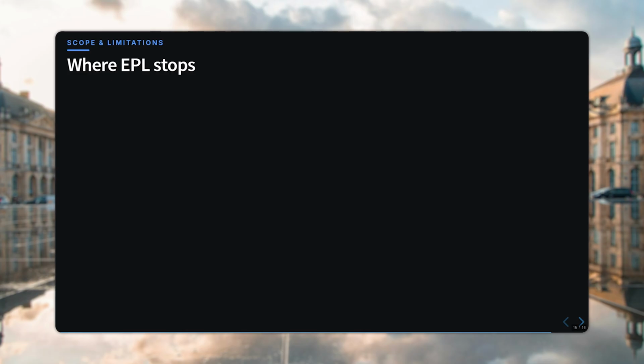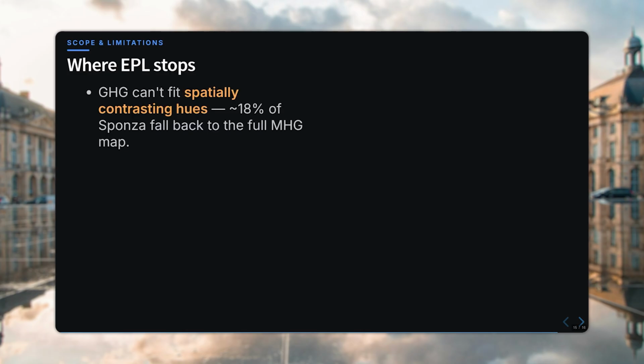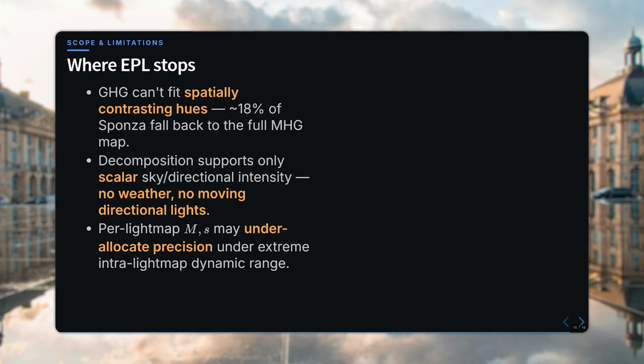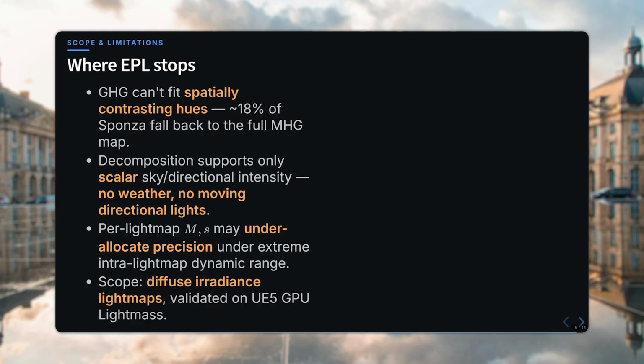Now let me be candid about the limitations. So the global gradient can't fit two spatially contrasting hues, and that's why about 18% of light maps fall back to the full MHG map. The decomposition only supports scalar sky and directional intensity, so there's no weather and no moving directional lights. And the per light map encoding parameters can under-allocate precision when there's an extreme dynamic range within a single light map. And finally, our scope here is diffuse irradiance light maps validated on UE5 GPU Lightmass.